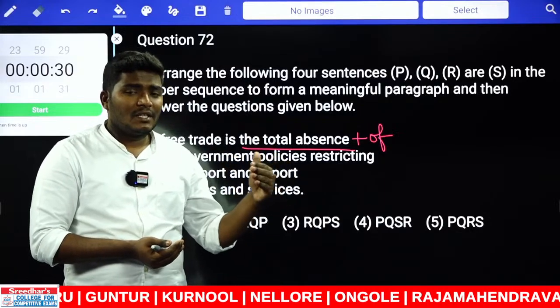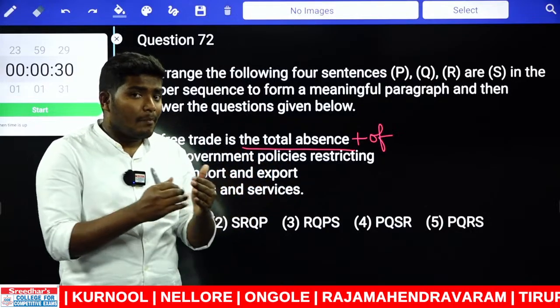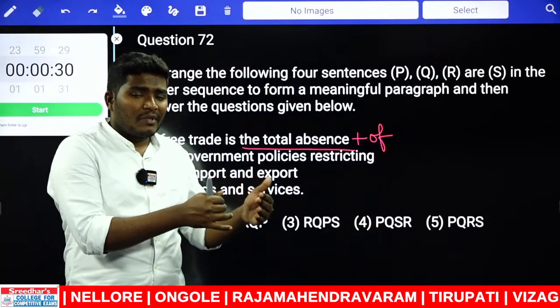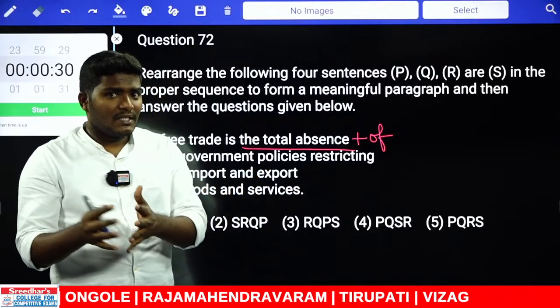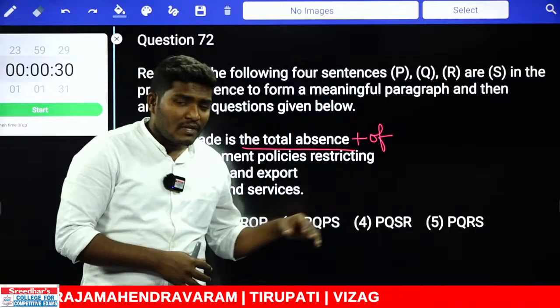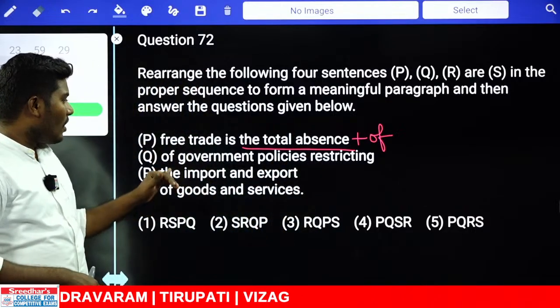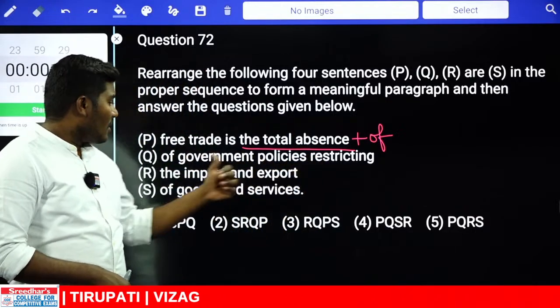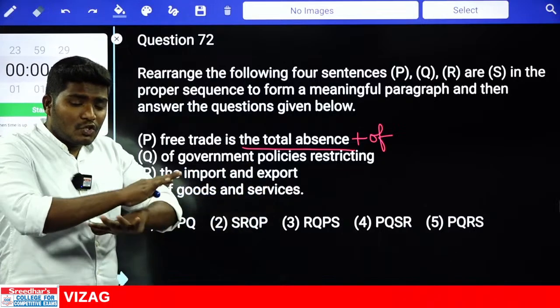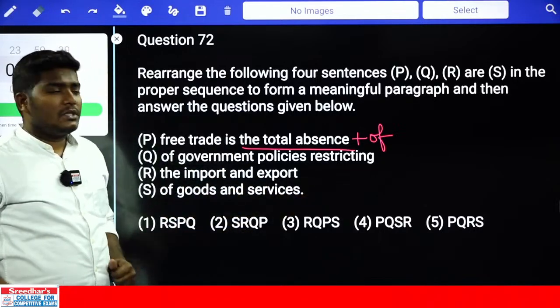Absence from is nothing but a lack of your presence. It is completely different. You are absent from the class. That is a different case. Your presence is not there. Absence of is nothing but a lack of something. Lack of what? Government policies restricting the import and export. There should be no government rules restricting.